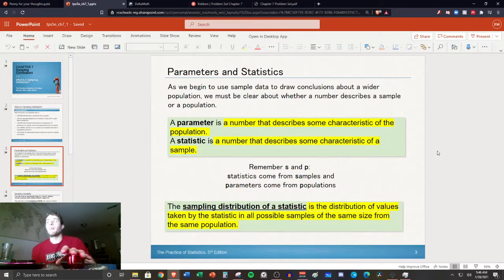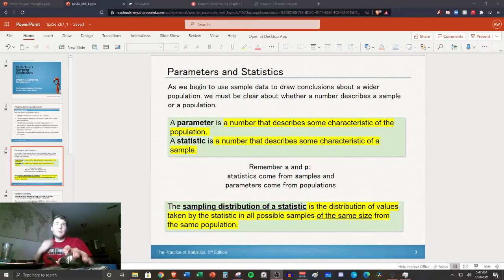Okay, so a parameter is a number that describes some characteristic of the population, and then a statistic is a number that describes some characteristic of the sample. Okay, and then here's what the whole chapter is about down here: the sampling distribution of a statistic. So it is the distribution of values taken by the statistic in all possible samples, and we need to underline this, of the same size, that's important, from the same population. Okay, so I'm going to pause and let you write this.